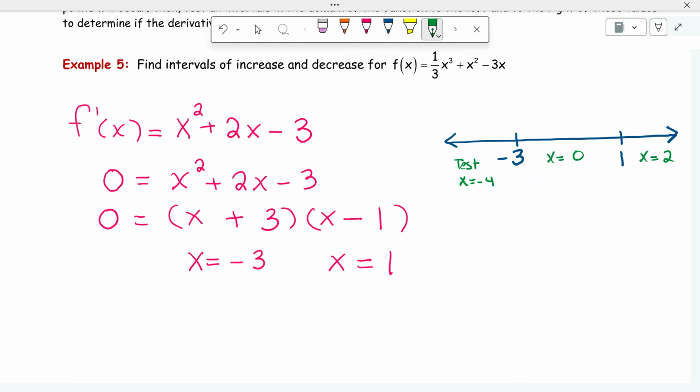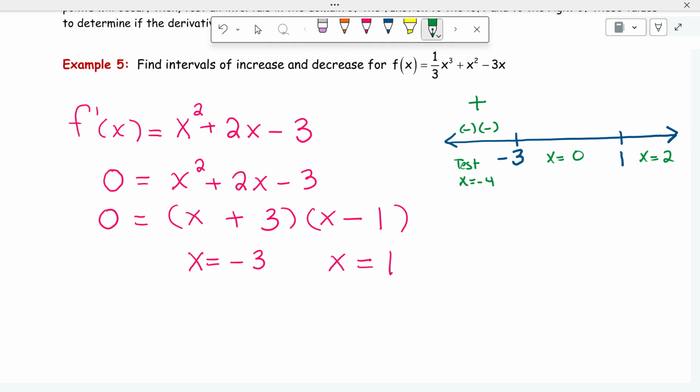So if I put -4 in, same thing as before. If I put -4 into the x plus 3, I get a negative. If I put a -4 into my x minus 1, I get a negative. Right? So that must mean on the left-hand side of -3 on the graph, it's going to be increasing. That's what this is saying.